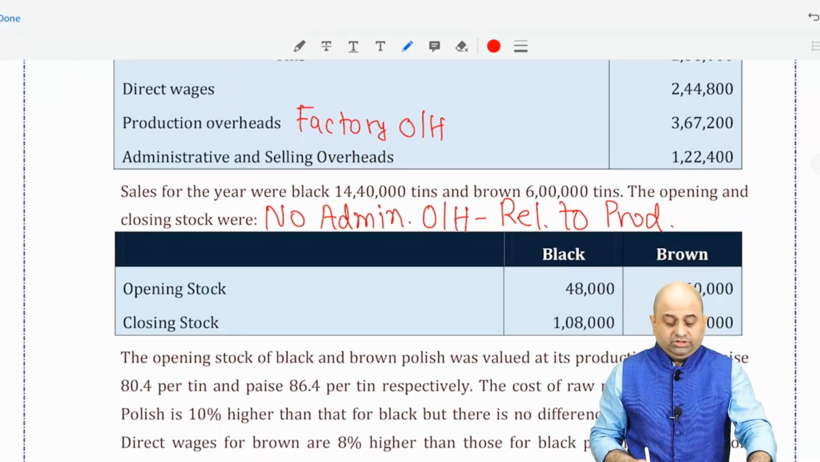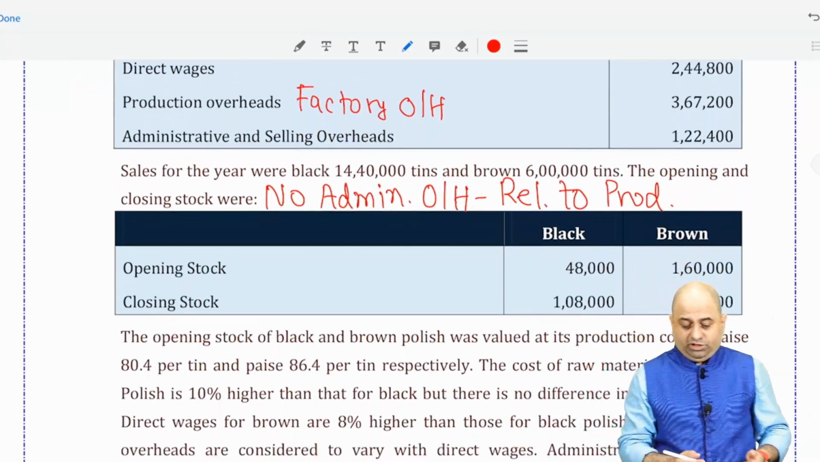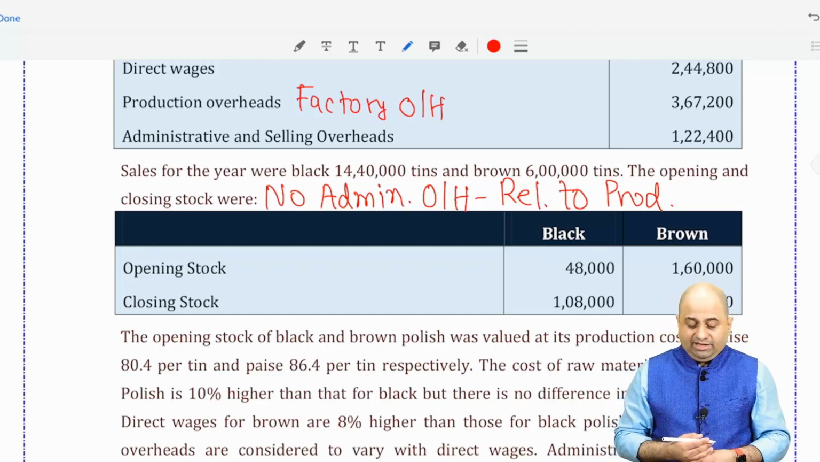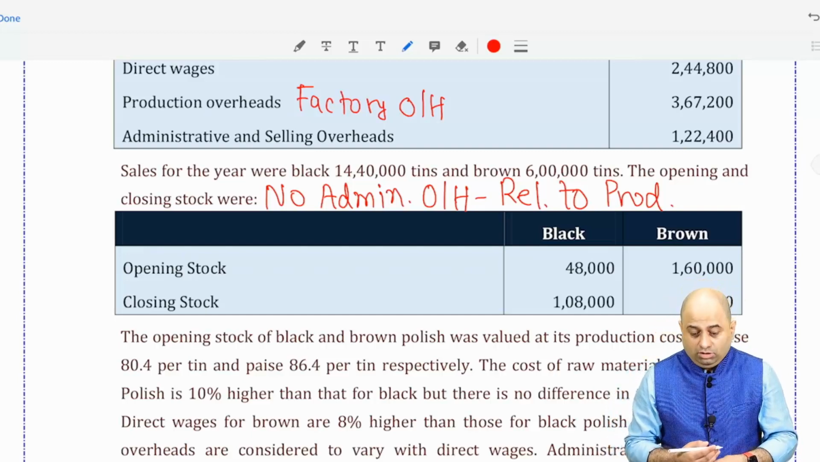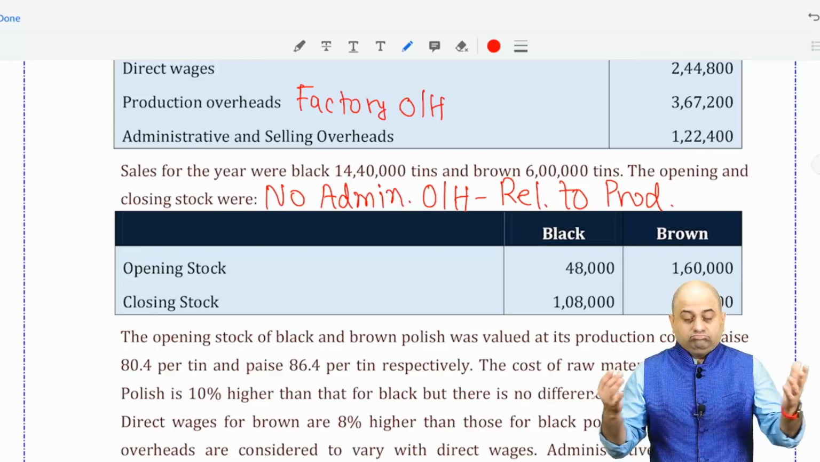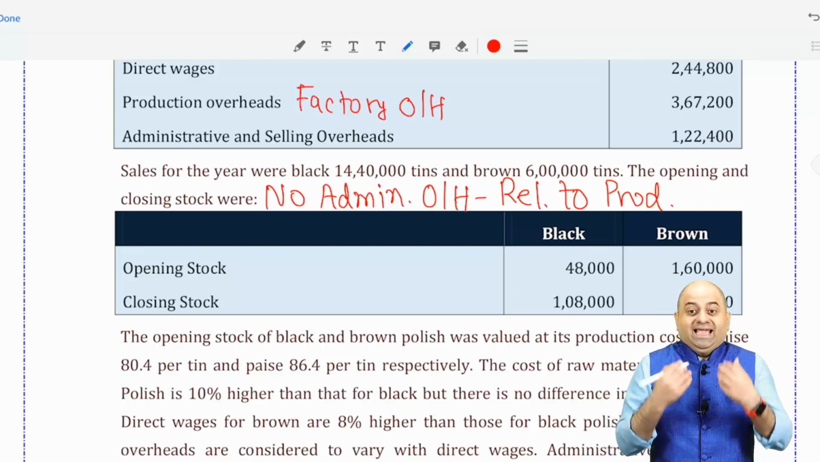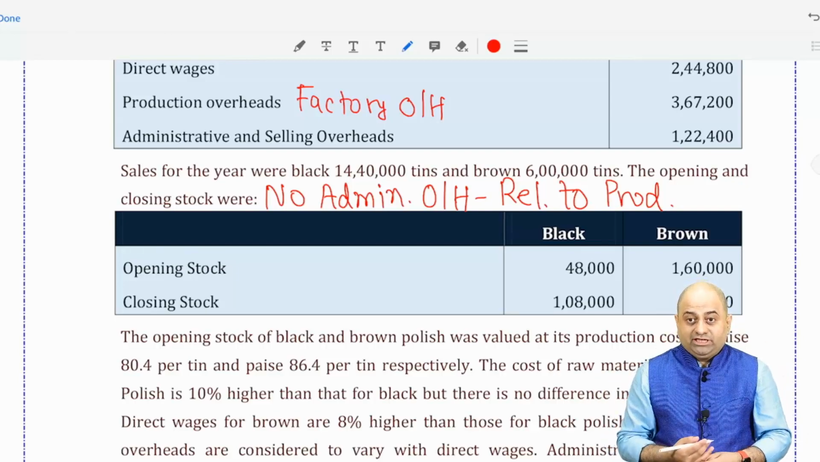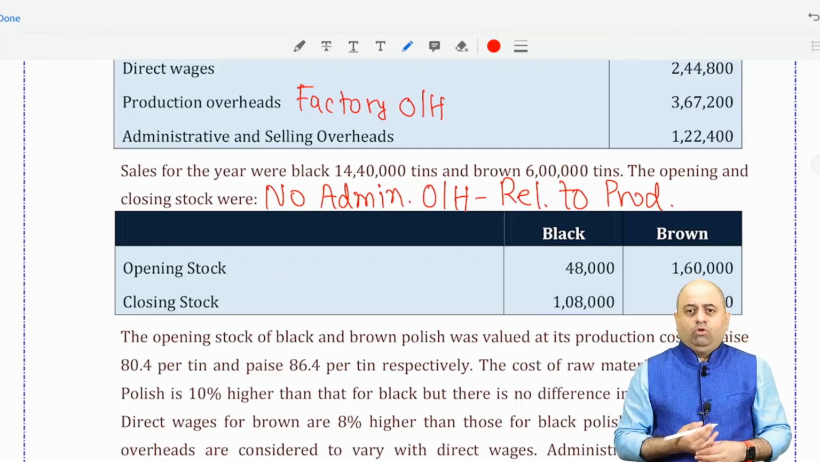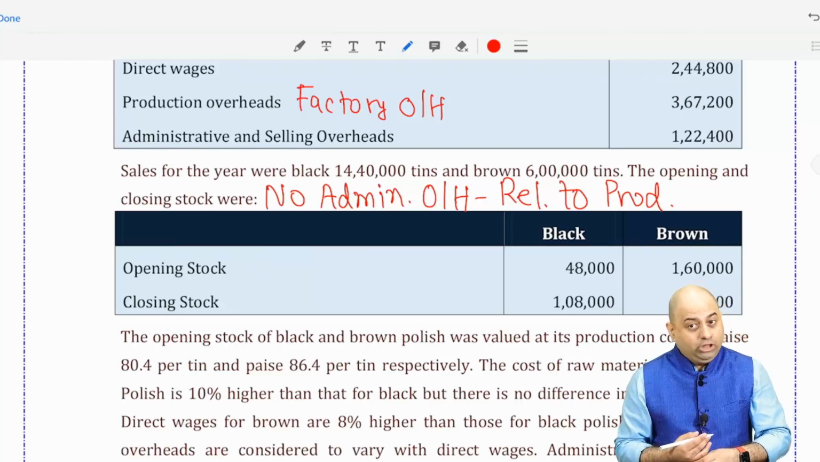Now they have given the sales quantity, that is 1440 and 6 lakhs, and they have given the opening and closing stock. And we had to find out produced units, which we did. In case you recollect, if you haven't, anyway, solution would be with you. For black, it was 15 lakh units, and for brown, it was 5 lakh units.